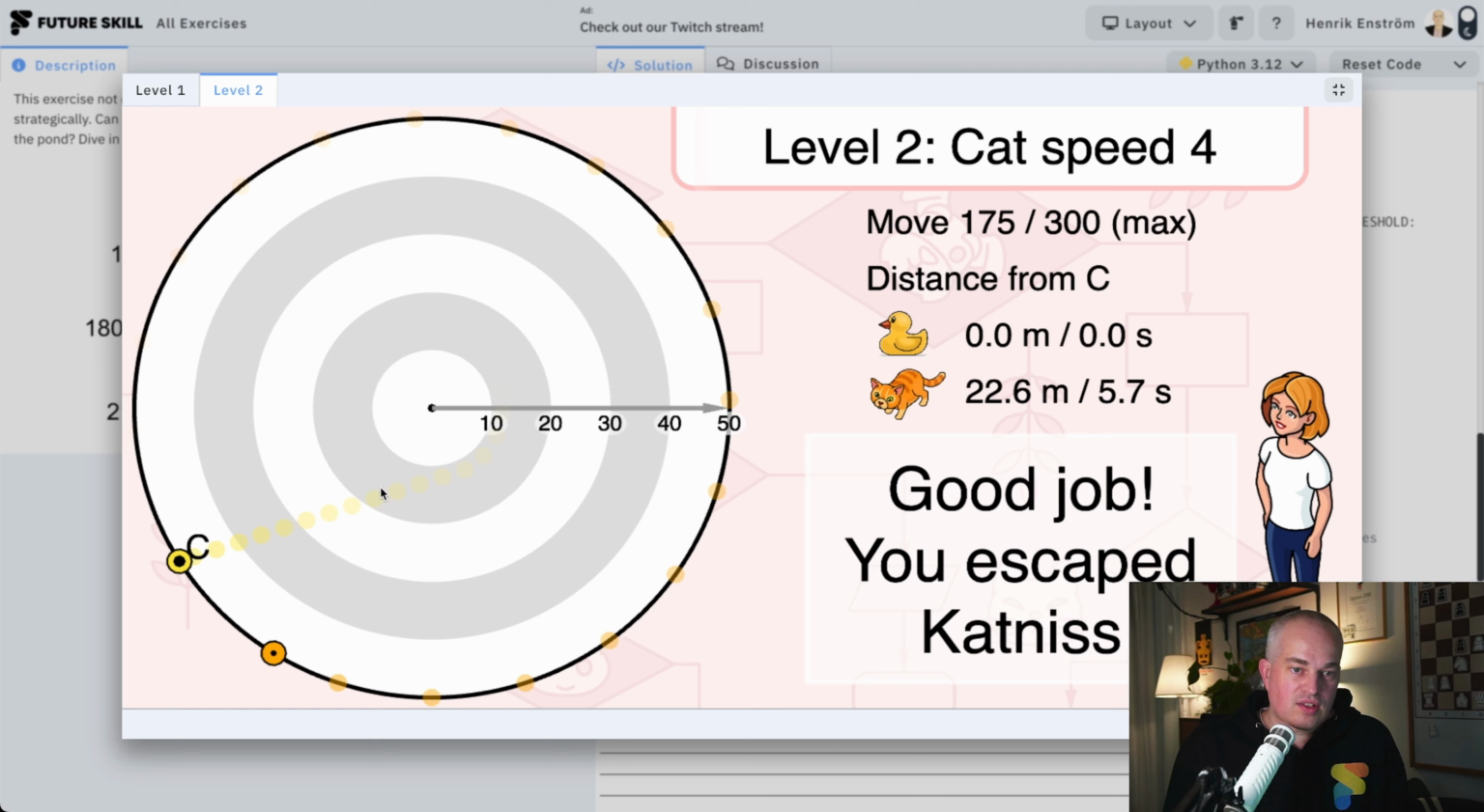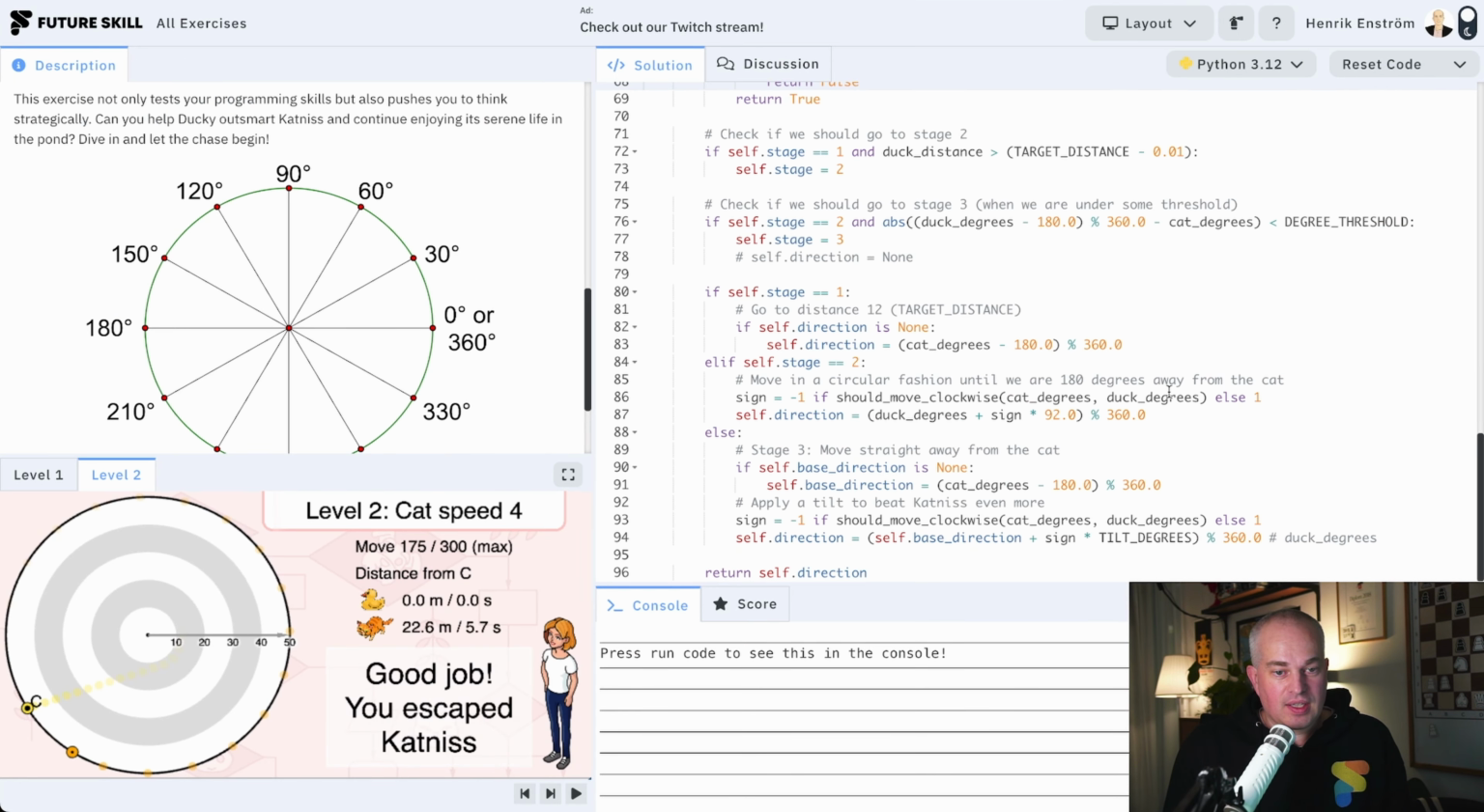And it turns out that the difference in distance for us as the duck is only slightly more, but it's even more for the cat. So that's why we gain from this. Yeah. So this is the Ducky's pond puzzle.